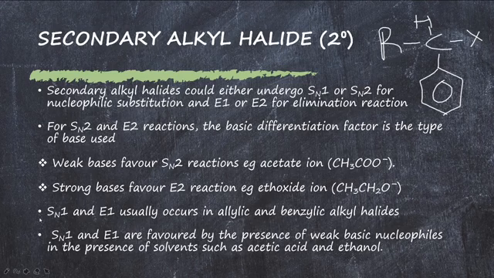Now, SN1 and E1 are favored by the presence of weak basic nucleophiles in the presence of solvents such as acetic acid and ethanol. Just like the point I gave earlier, SN1 and E1 are mainly found in allylic and benzylic alkyl halides. The nucleophile that favors them is a weak nucleophile. That means the weak nucleophile is not acting alone, it's going to act in the presence of solvents such as acetic acid and ethanol. That's what favors SN1 and E1.